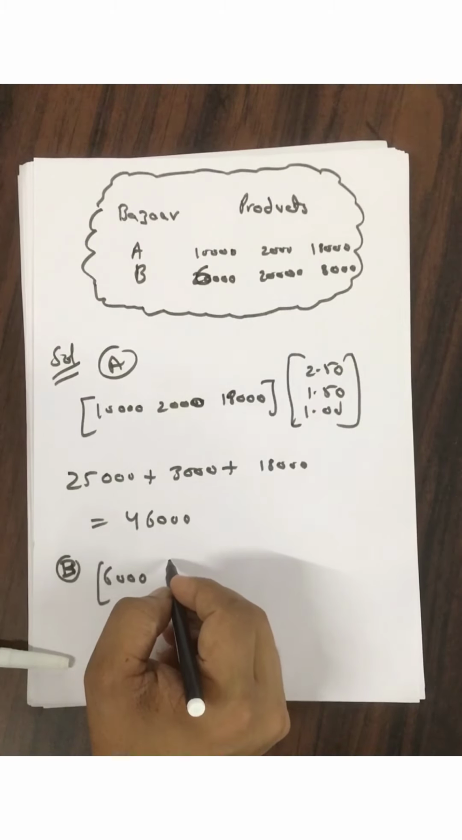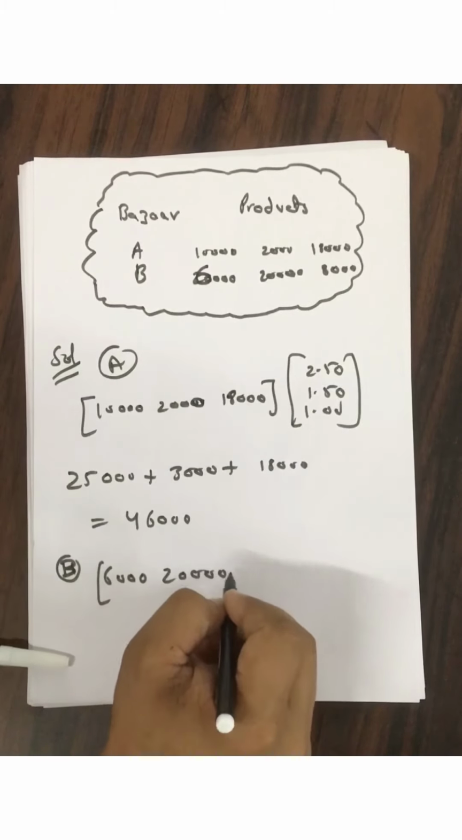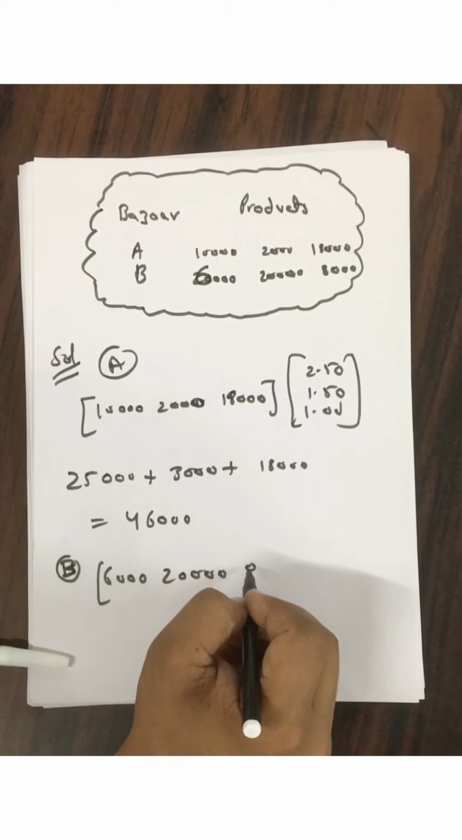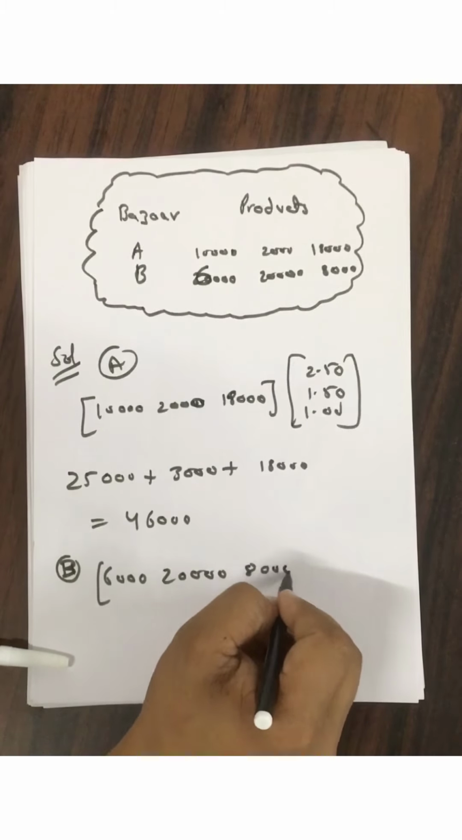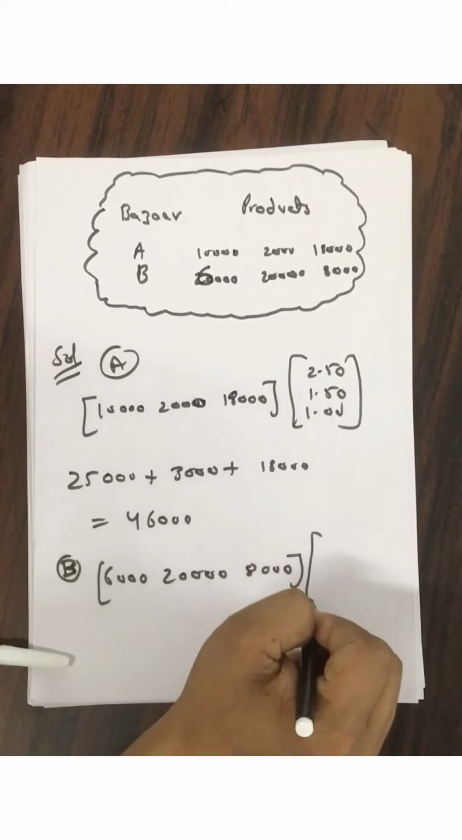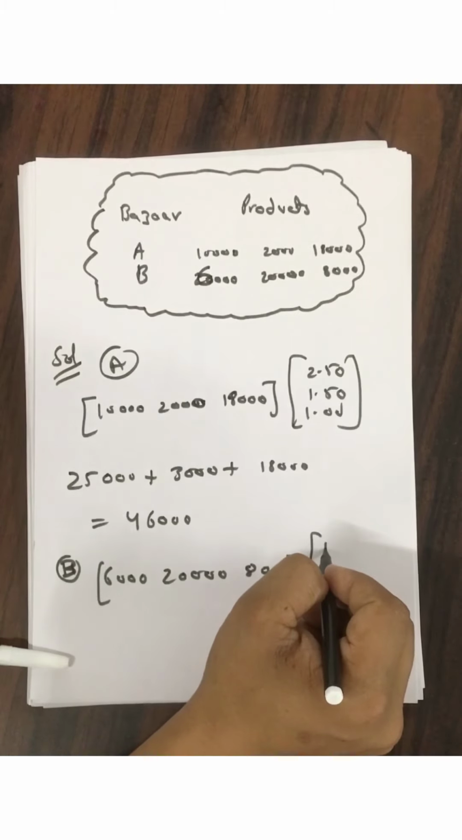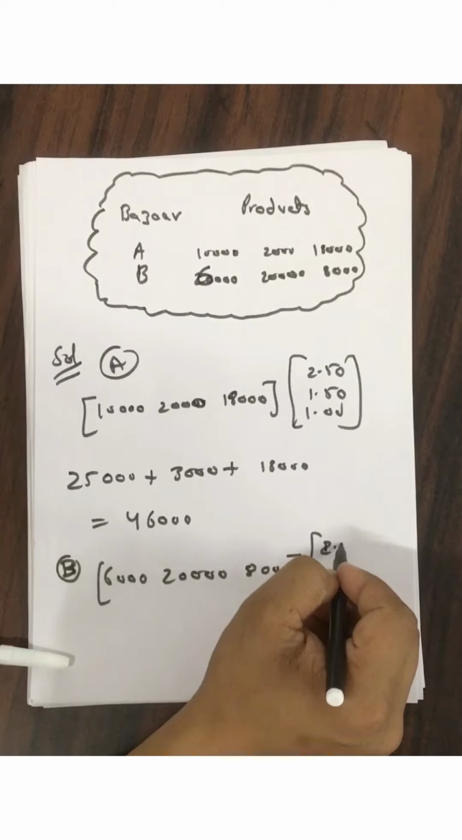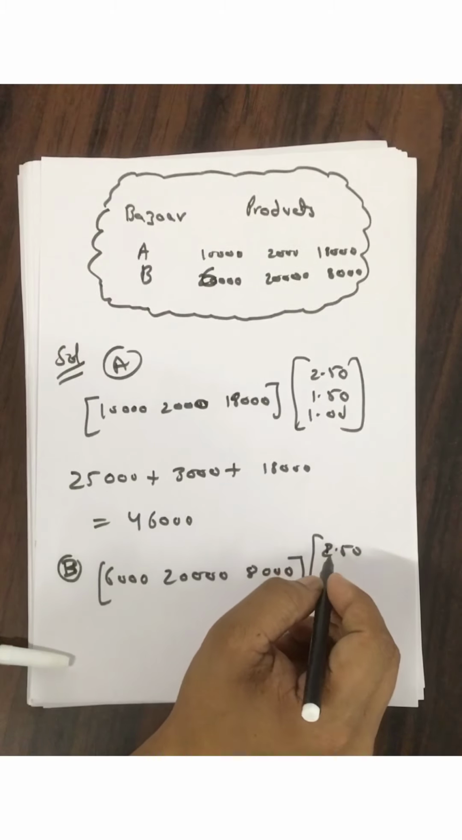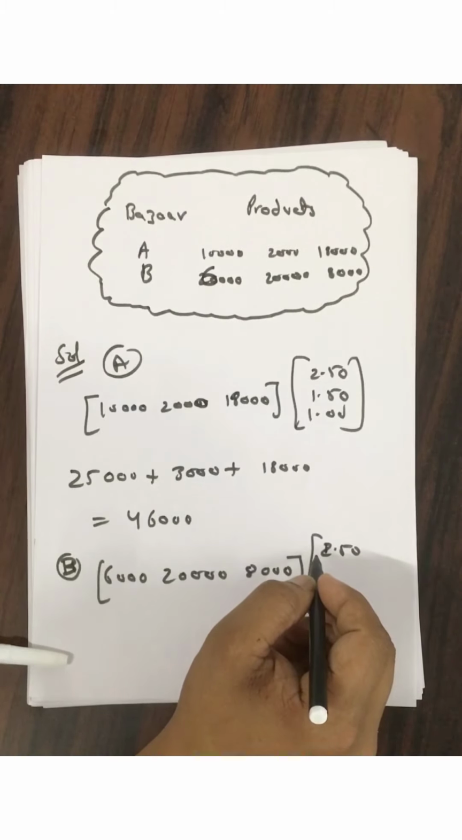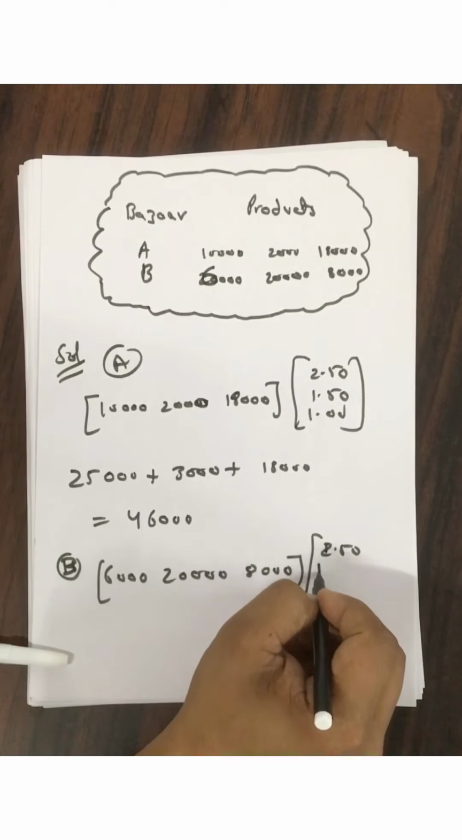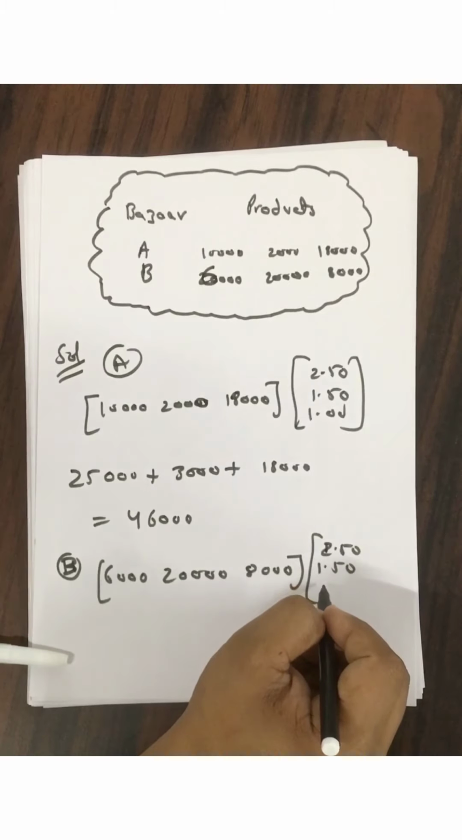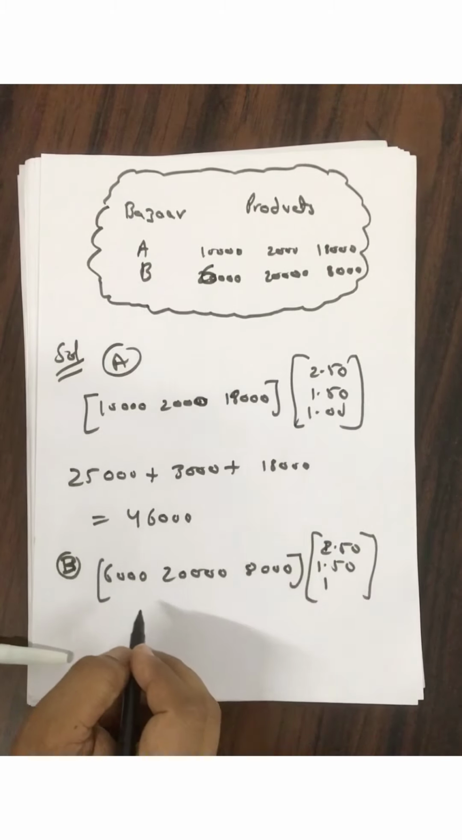6,000. Second is 20,000. Third is 8,000. And what are the prices? Prices are, where are the prices? 2, 1 and 0.50. 2.50, yes, 2.50. And next is 1.50, and this is 1. Okay, let's multiply.